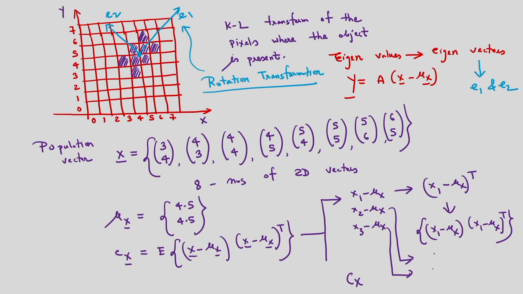I am repeating this. Because of this alignment, I am aligning the transformed data along the direction of the eigenvectors, and because of these alignments, different elements of Y will be uncorrelated. That is the interpretation of this KL transformation, Y is equal to A(X minus mu X). I am repeating it again because it's very important. After the transformation, I will be getting a new coordinate system. The axes of the new coordinate system will be parallel to the direction of the eigenvectors, and because of these alignments, different elements of Y will be uncorrelated. That is the interpretation of the KL transformation.